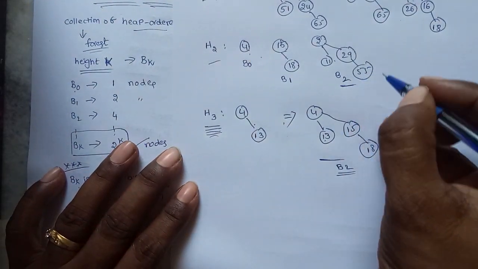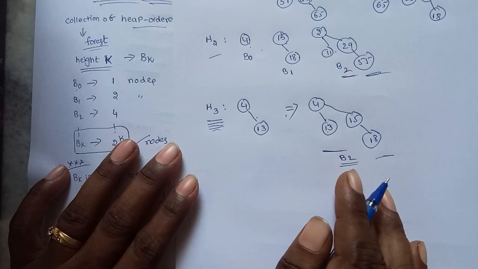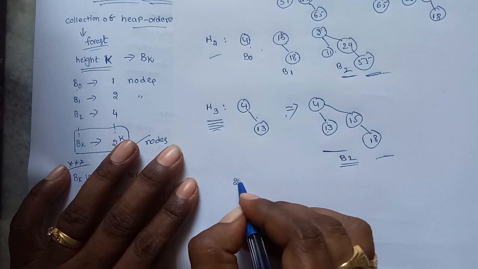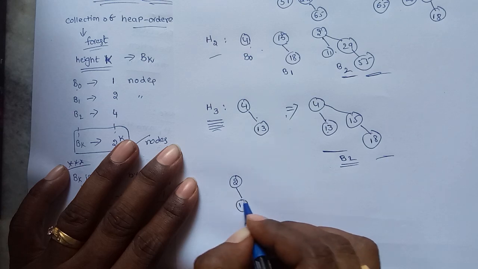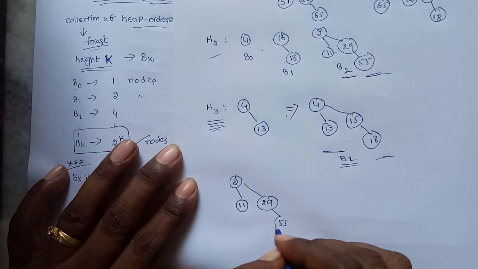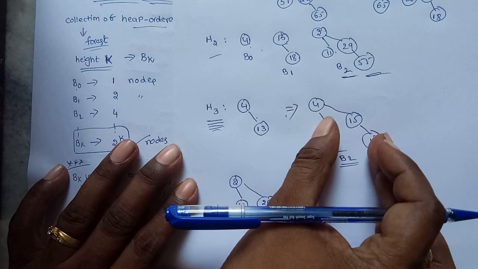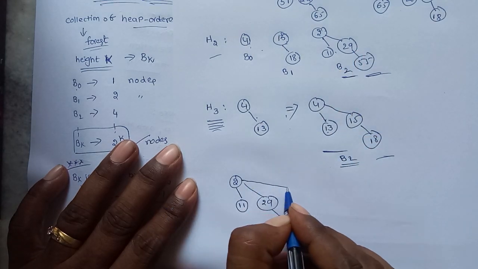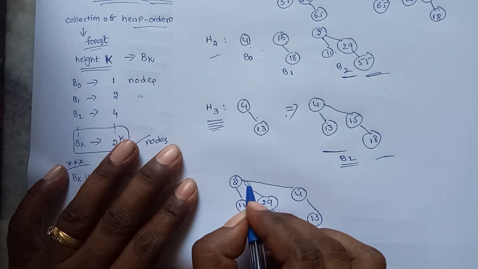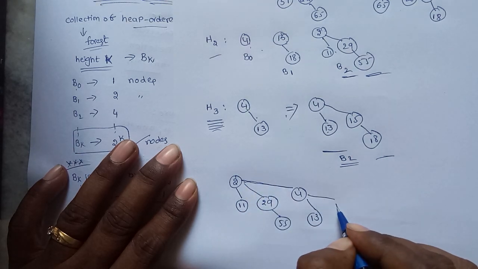For example, if I am merging this one and this one, which one is the smallest root? 2 is the smallest root. So what is the answer? 2, 11, 29, 55. Simply write this B2. This one is attached to the root of this one. So simply by adding this link, the merge is formed.